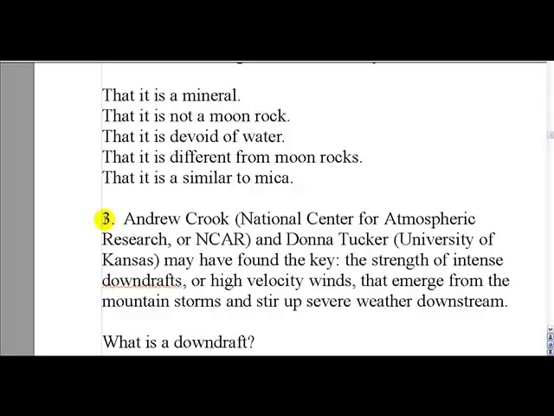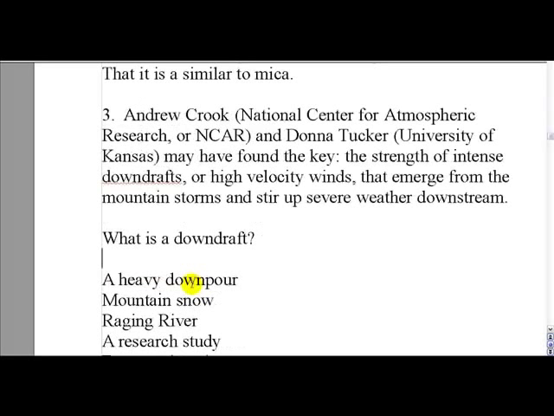Andrew Crook, National Center for Atmospheric Research, or NCAR, and Donna Tucker, University of Kansas, may have found the key. The strength of intense downdrafts, of course, or high velocity winds, I think this idea here is important because it helps you identify what downdrafts mean. It says that emerge from mountain storms and stir up severe weather downstream. Again, my point is pay attention to or in TOEFL reading passages.